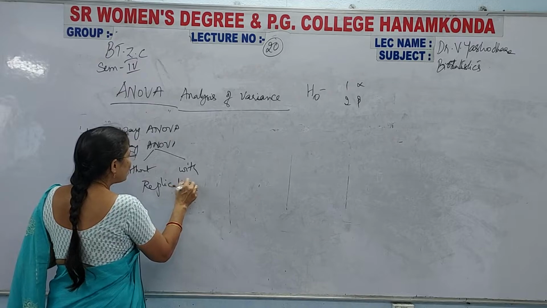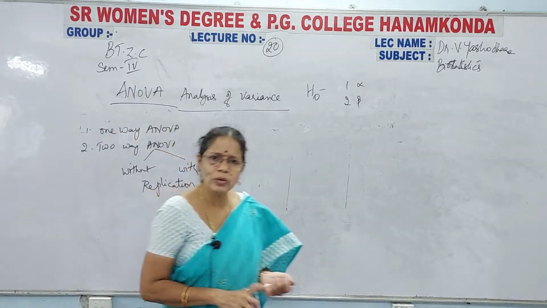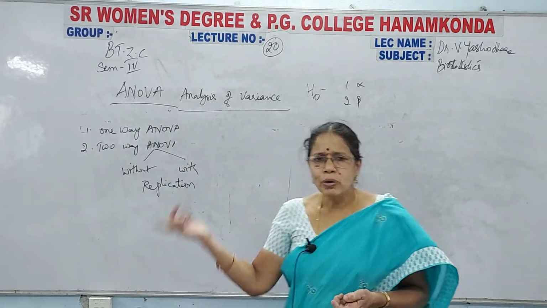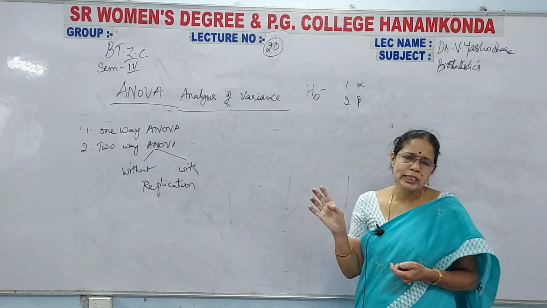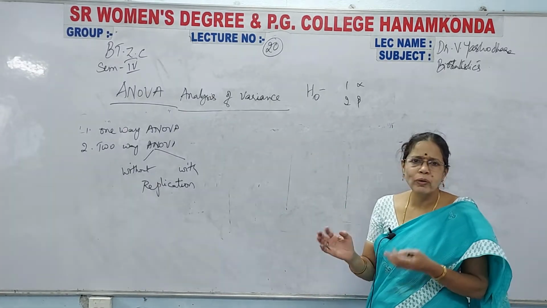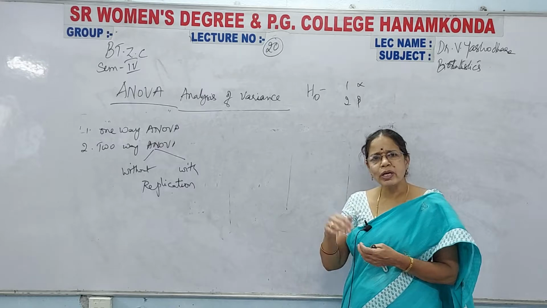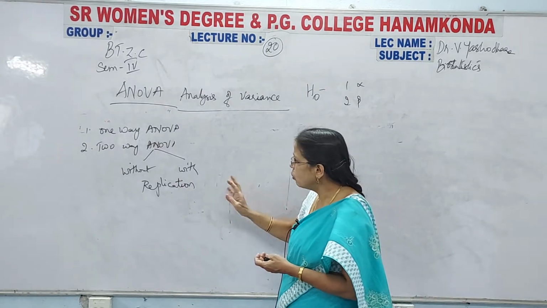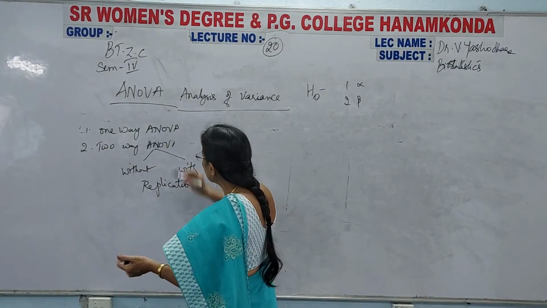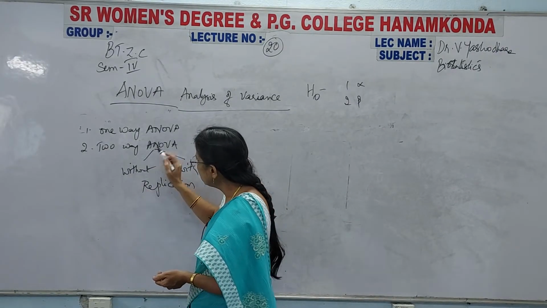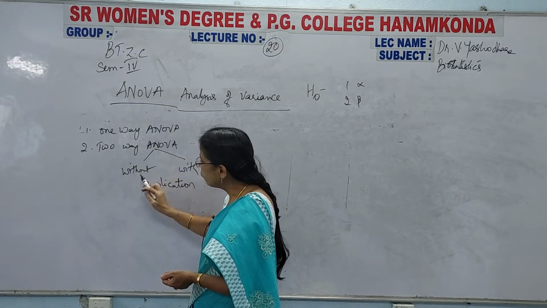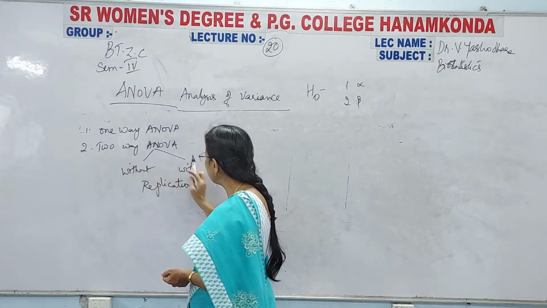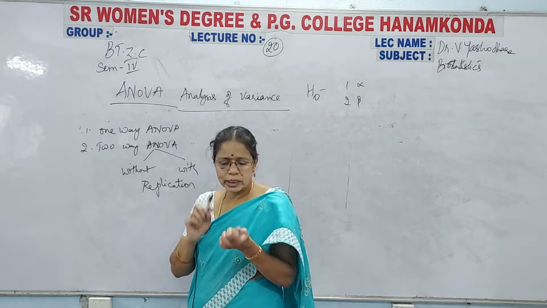All of you know what is replication. Synthesis of DNA is known as replication. To the old strand, a new strand will be synthesized, that is known as replication. We are not going deep into that because already you have studied it and you have written the examination for that also. So two-way ANOVA is nothing but it is again of 2 types, which is two-way ANOVA without replication, two-way ANOVA with replication. What is it?